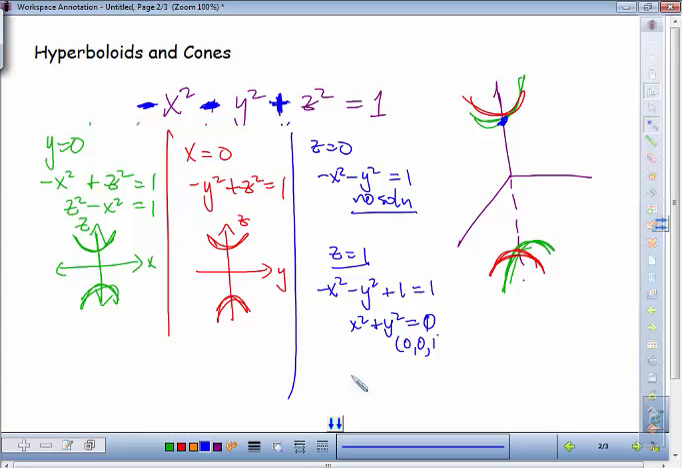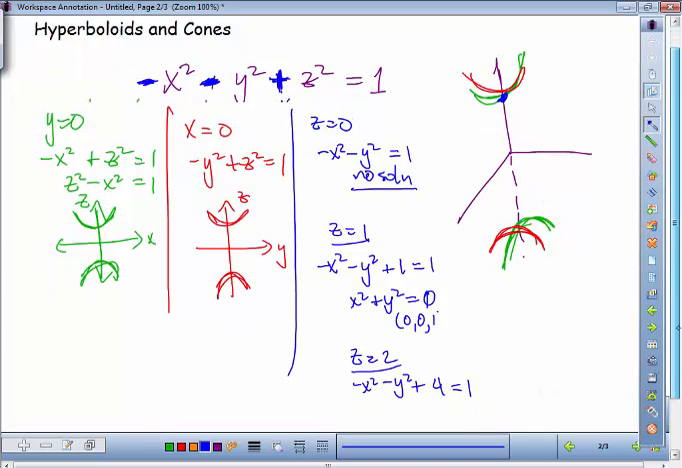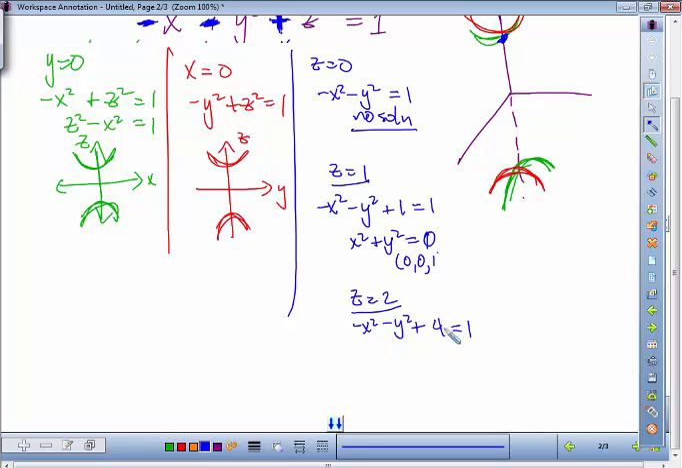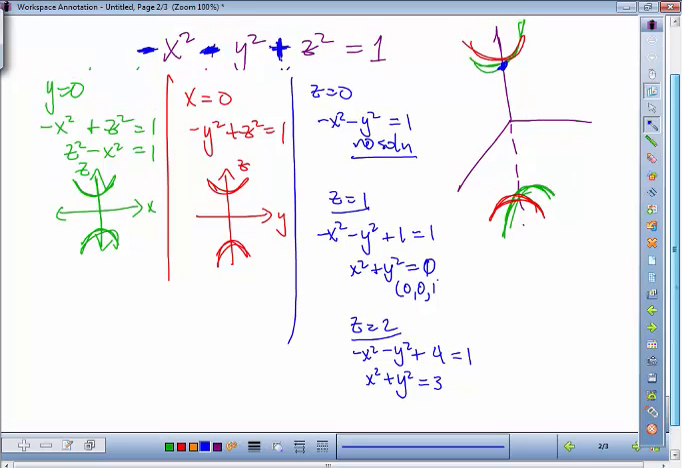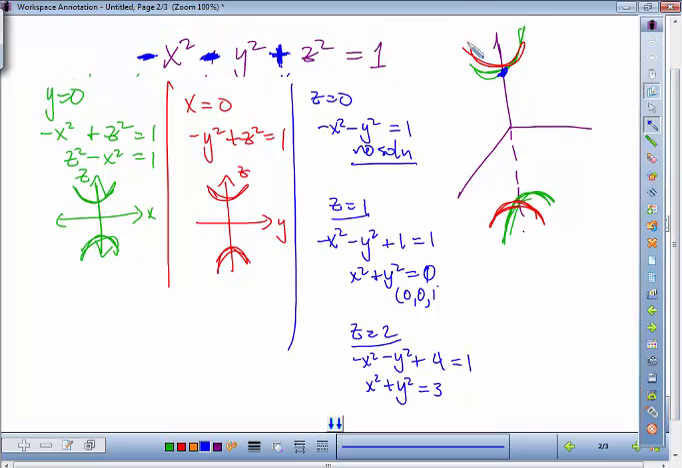Let's go up one more. z is equal to 2. You get negative x squared minus y squared plus z squared is equal to 1. Oops, let's try that again. 2 squared is 4, and it is equal to 1. That's the equation. So I'll bring the x squared plus y squared to the right-hand side so that it's positive, and then I'll bring the 1 over to the other side so that we get 4 minus 1 is 3. So I have a circle, with radius square root of 3, at the z is equal to 2 level.